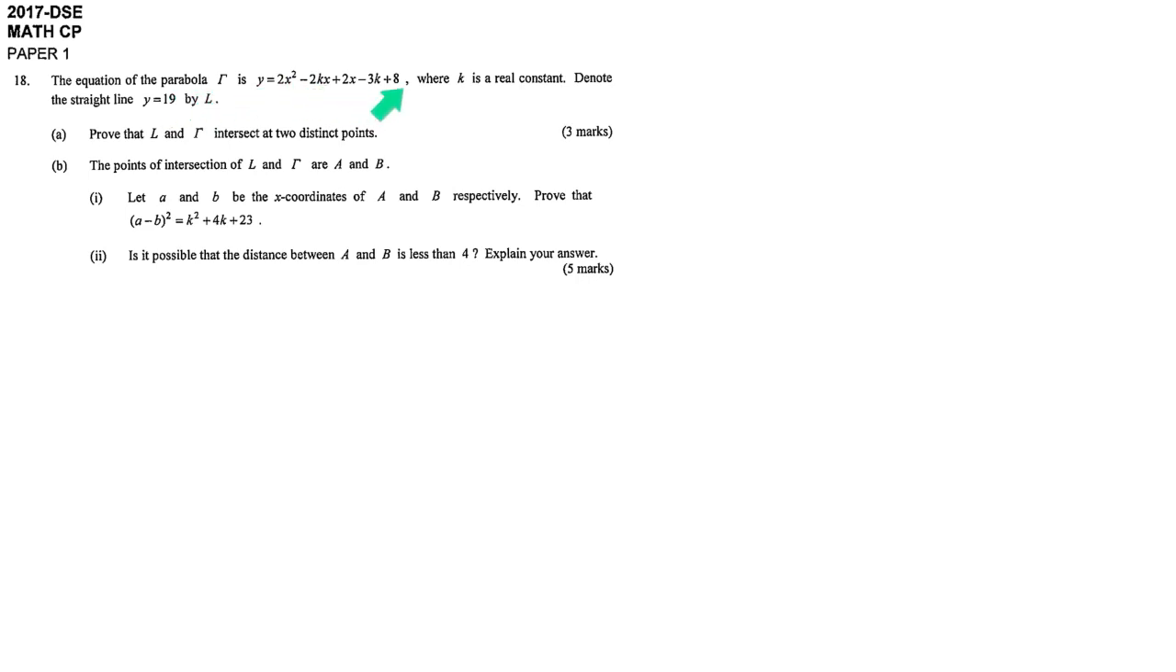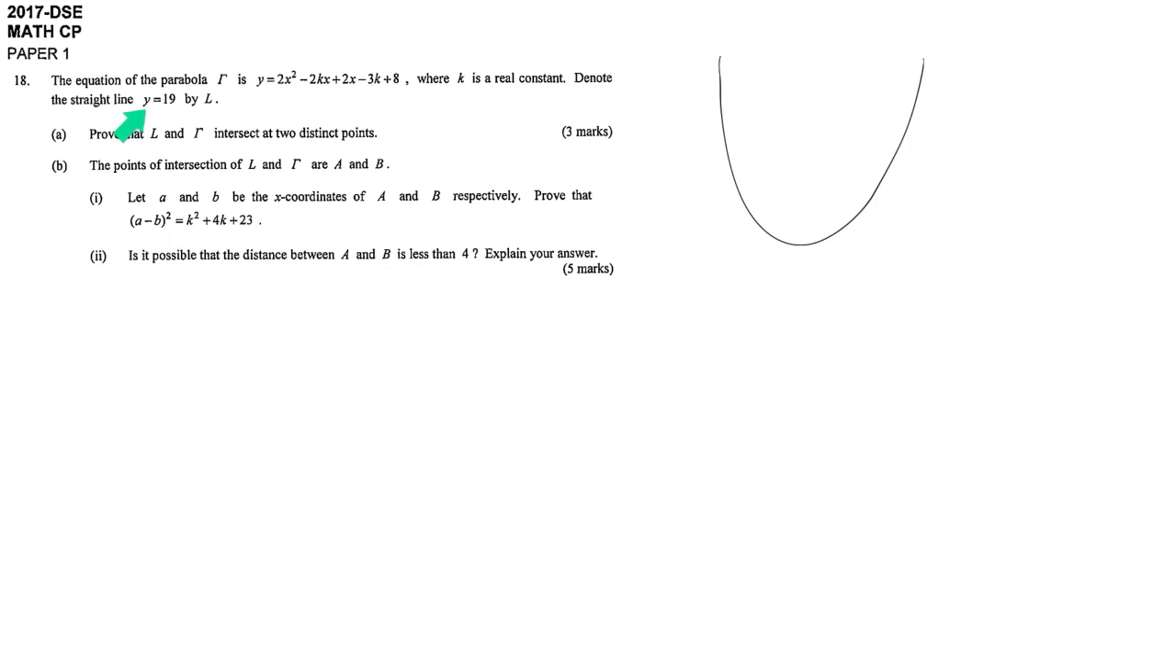Questions about locus, and now we are talking about a parabola. This is open upward because the coefficient of x squared is positive. This is not a very good drawing, it should be symmetric, but we just need to roughly draw the situation and understand what it's asking first before we really start our calculation.